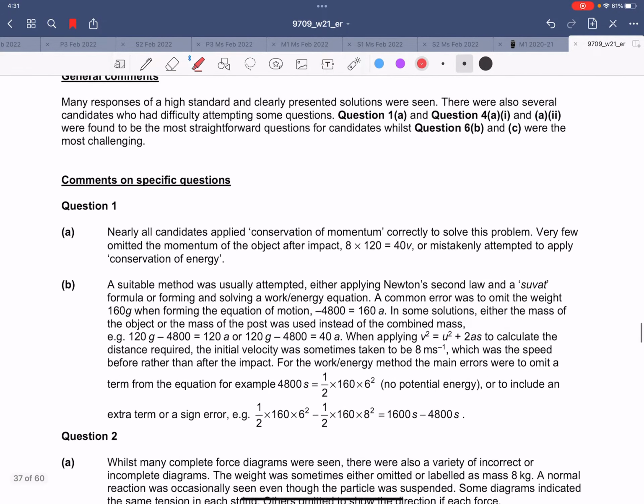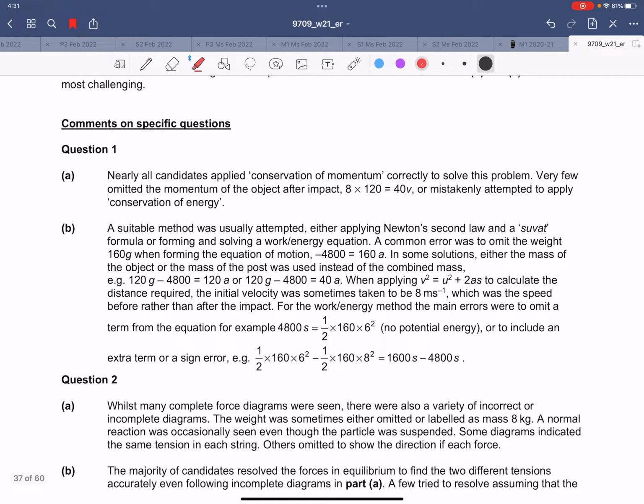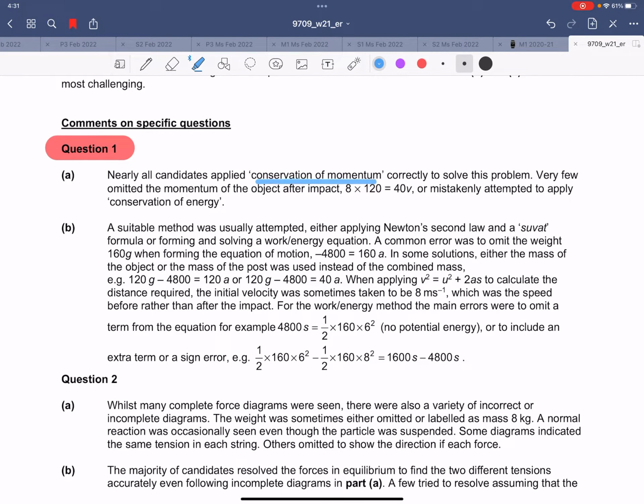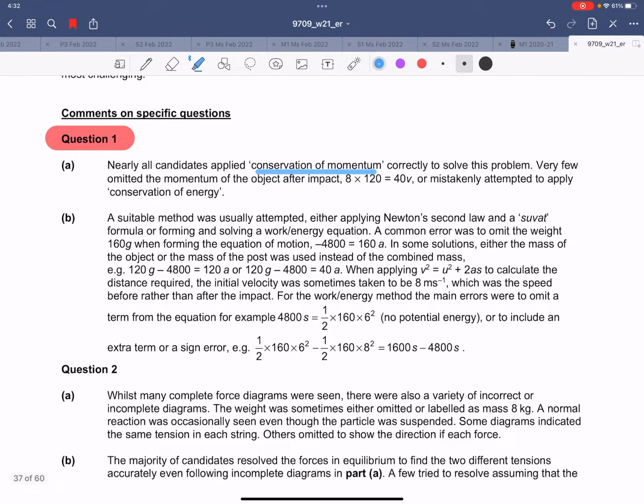Let me move to individual questions. First one, nearly all candidates applied conservation of momentum. That's perfect. Very few omitted it, and some applied conservation of energy. A suitable method was usually attempted, either applying Newton's second law or SUVAT, that means equation of motion. A common error was to omit the weight 160 g when forming the equation. That's a common error. Instead of combined mass, they used either the mass of one or the other. These are the important things.